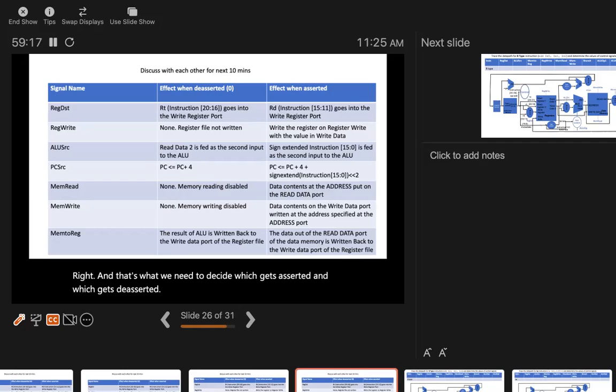So please take 2 to 3 minutes of your time to make a quick note of what should happen when they are asserted and deasserted. You may also take a phone snapshot, even that may be faster so that you can refer to it.